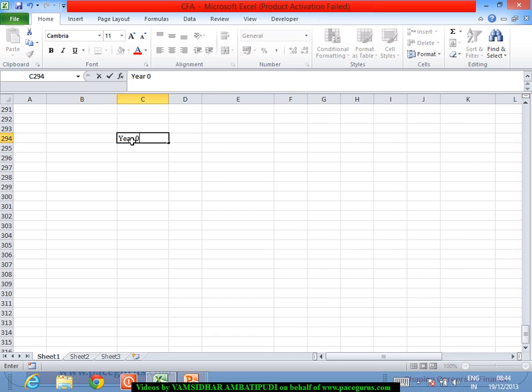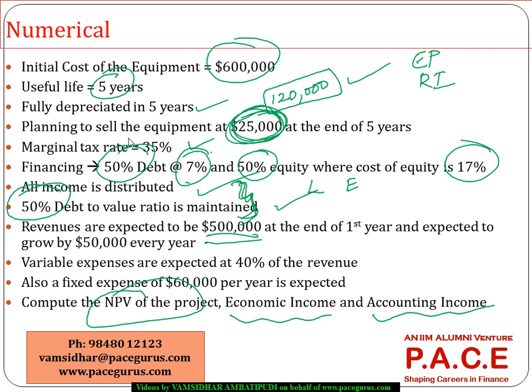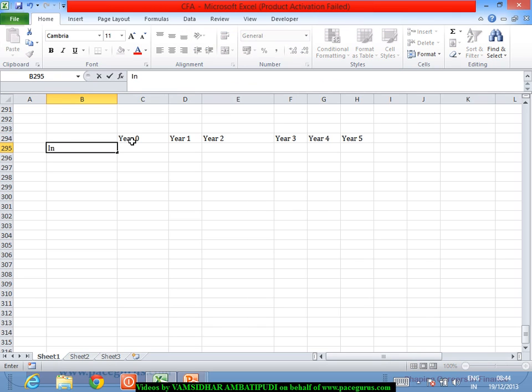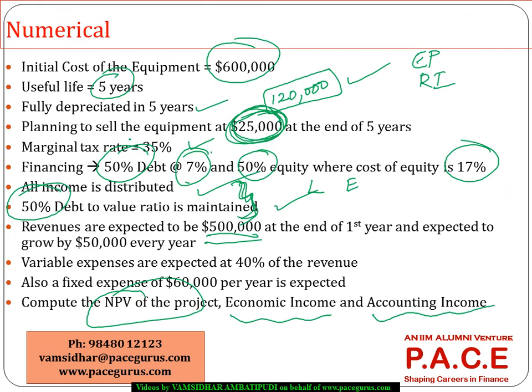right? This is a 5-year project, so I'll say year 1, year 2, year 3, year 4 and year 5. These are the 5 years. In the initial year, the initial cost is going to be 600,000, and there are no other initial costs.